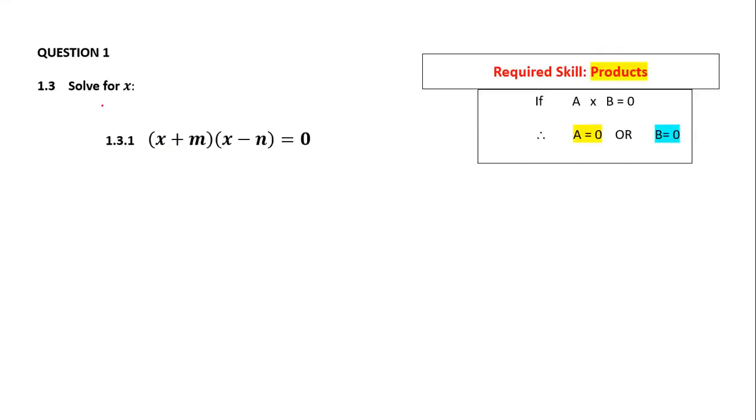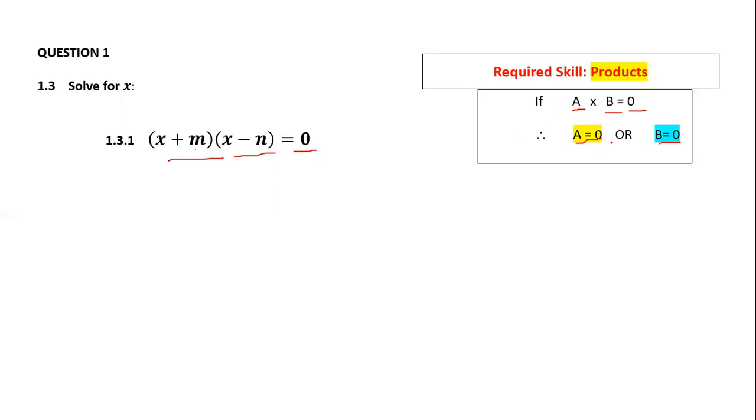Question 1.3 says, solve for x. We have a bracket multiplied by a bracket, and it is equal to 0. So when we multiply and the answer is equal to 0, we know that one of the terms has to be equal to 0 for us to get the answer 0. Like in this case, a times b is equal to 0, so we know that either a is equal to 0 or b is equal to 0.